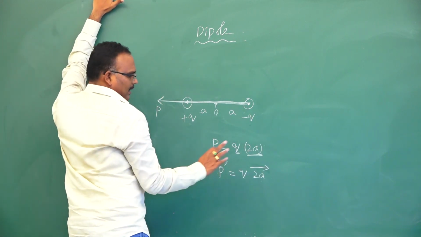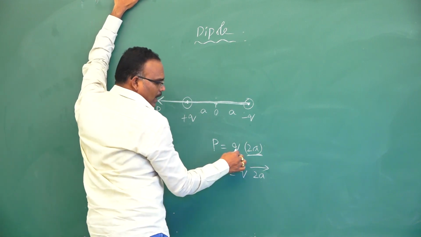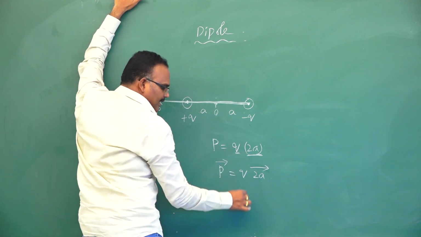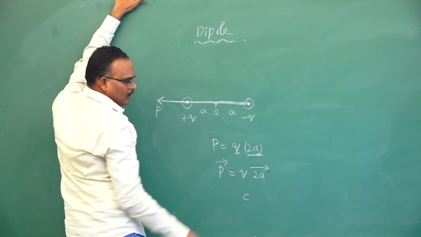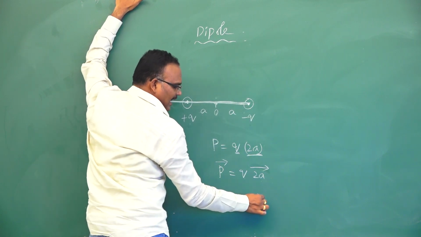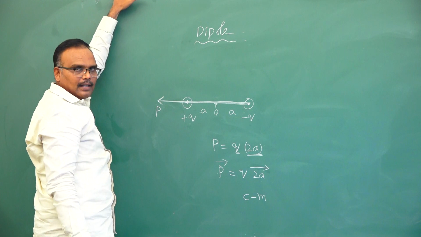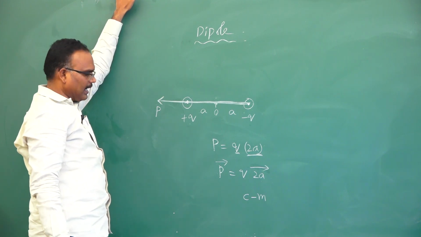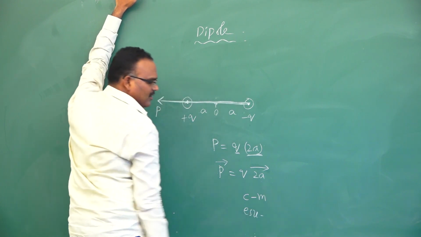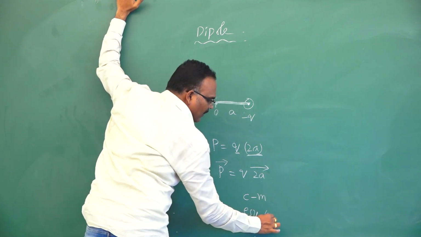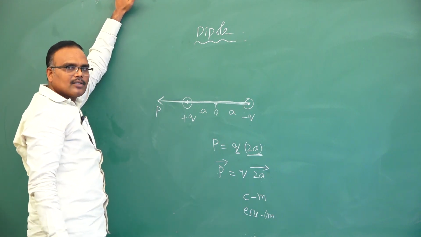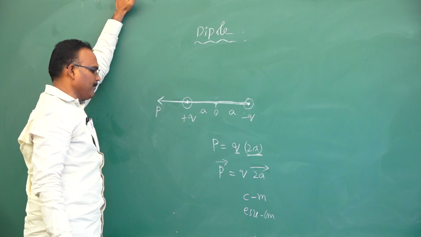Okay, dipole moment. Next, I would like to write the SI unit of dipole moment. Charge SI unit is coulomb. 2A is a distance. Distance unit is meter. So, coulomb meter is the SI unit. CGS unit: electrostatic unit for charge and centimeter for distance. So, electrostatic unit centimeter is the CGS unit of dipole moment.